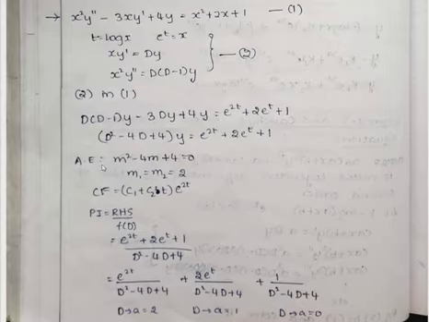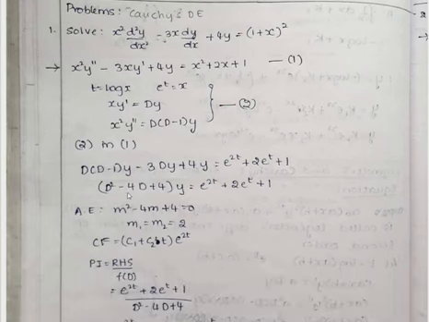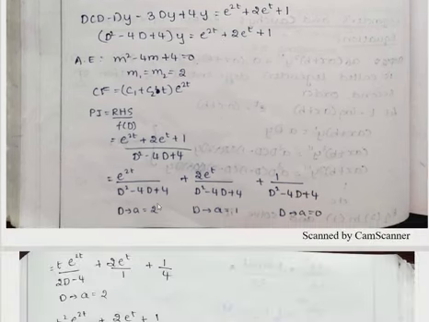Therefore next we have to find the particular integral. Therefore RHS divided by f(D). Therefore (e^(2t) + 2e^t + 1)/(D² − 4D + 4). Next this can be written as e^(2t)/(D² − 4D + 4) plus 2 e^t/(D² − 4D + 4) plus 1/(D² − 4D + 4).